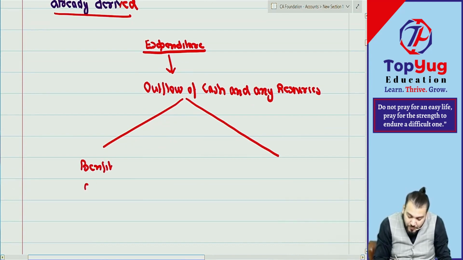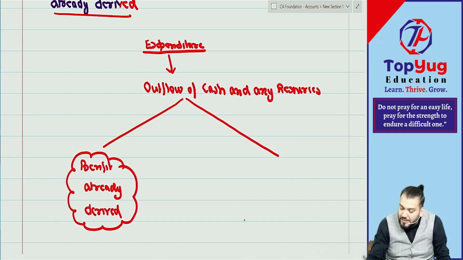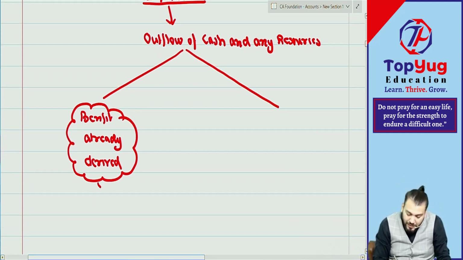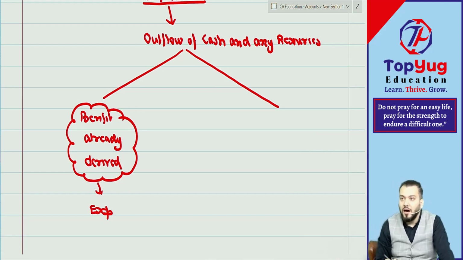Benefit already derived. So if benefit is already derived, then it becomes an expense. Understood?